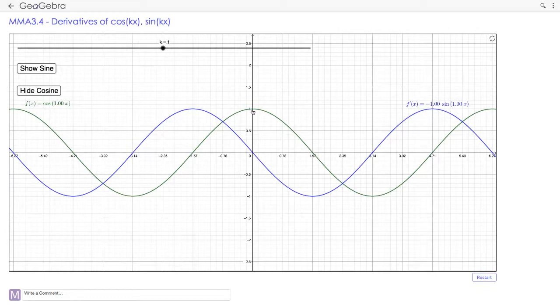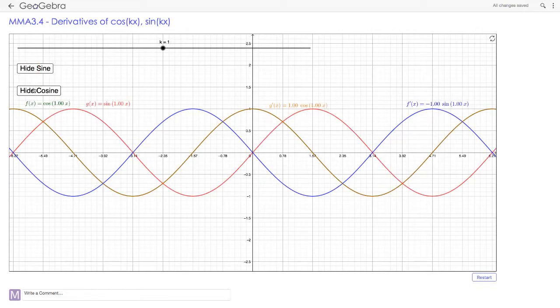Well, why is there still a cosine? Well, it's because it's the derivative of the sine function, right? No, it's because I can't hide both of them at the same time, sorry. Anyway, now we just have them all here. The point is that if you take sine and find the derivative of that, you get cosine. And if you take cosine and find the derivative of that, you get minus sine.